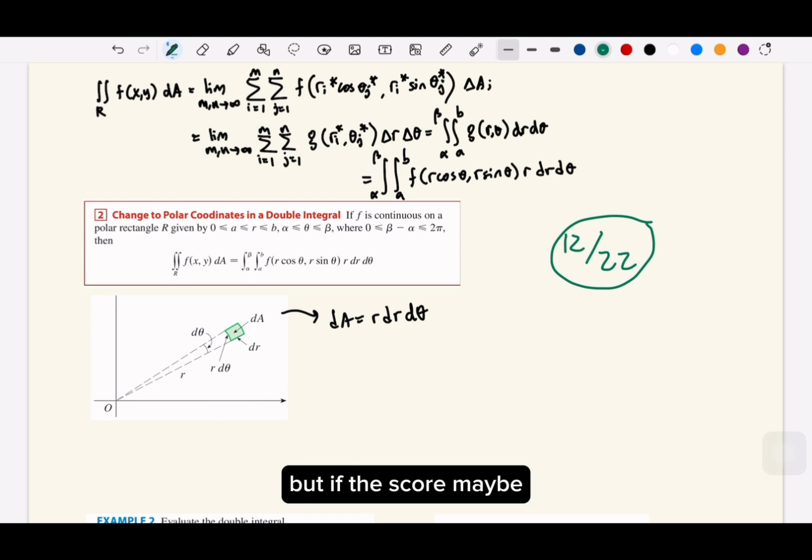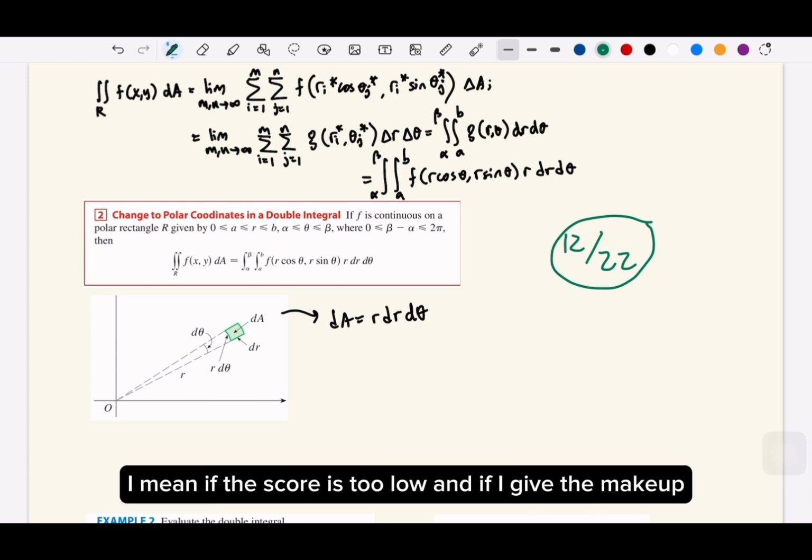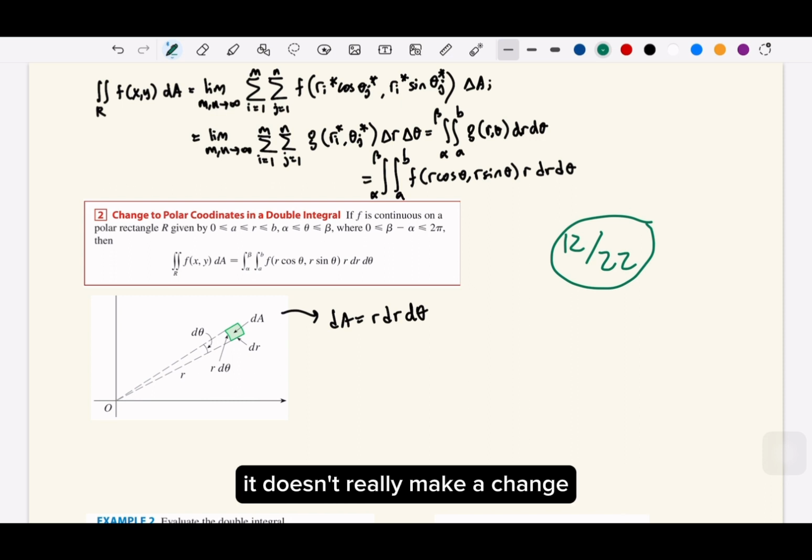But if the gap is too wide, I mean the score is too low, and if I give the makeup, it doesn't really make a change, so I don't think I can help the student. But for now, the average is okay. Only 1 or 2 students that I think are too low.